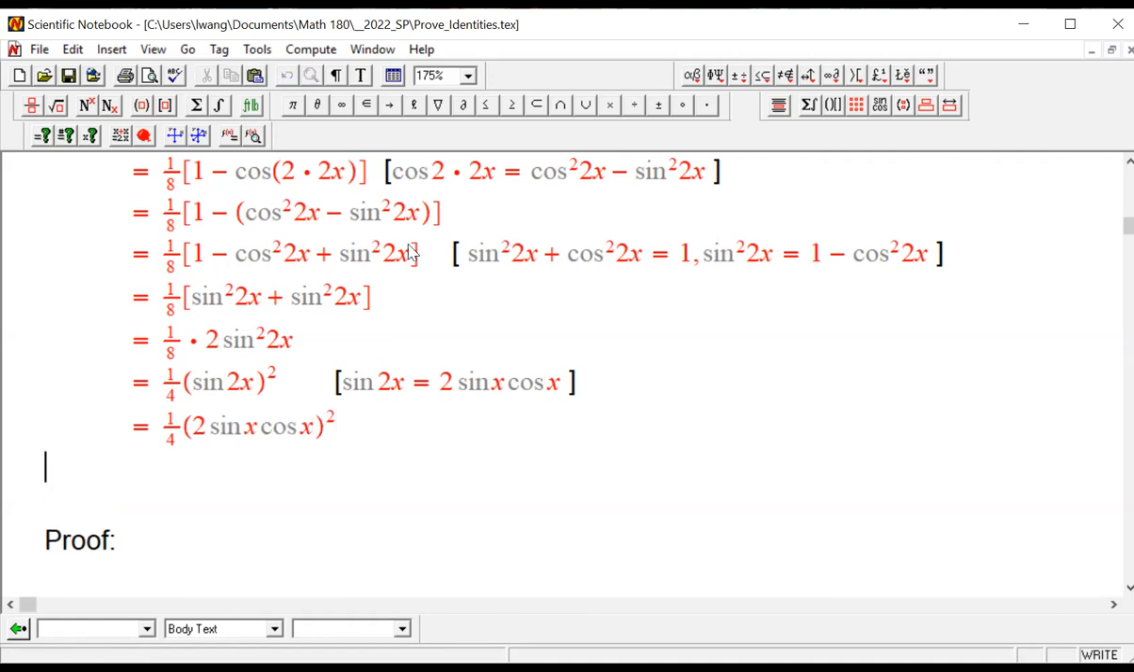And what do we get? Well, we get 1/4, and everything inside the parentheses gets squared, right? And 2 squared is 4. And then we get sine squared of x and cosine squared of x. And we're so close to the left. And we finally reached the left. We have reached the left. So this is the left.